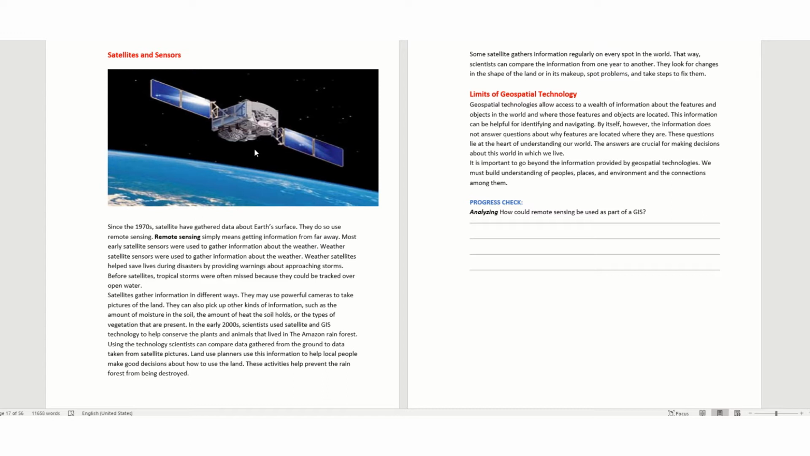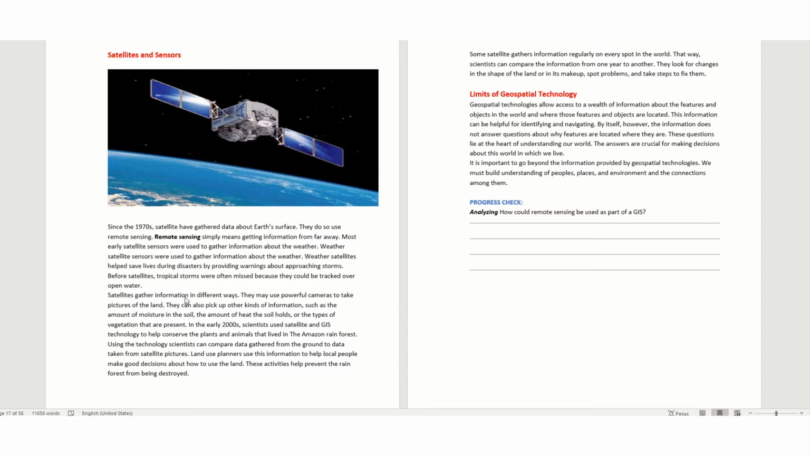Now we'll be reading some information here. Since the 1970s, satellites have gathered data about the Earth's surface. This was by the US. They launched, but before that, the Soviet Union in 1957 first launched a satellite in space. Now remote sensing we'll be discussing later. First, let's see what exactly satellites are doing.